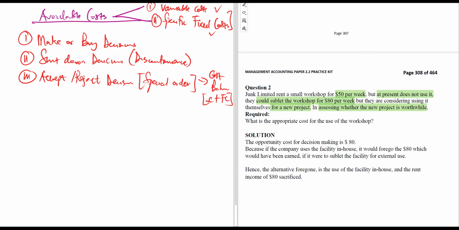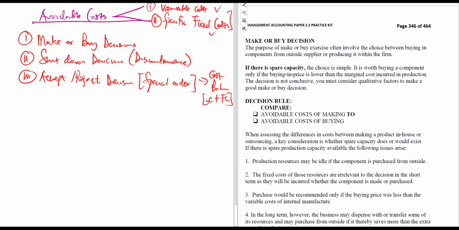things. So with that being said, we are going to start with make or buy decisions. Students don't like make or buy decisions because of how they usually do it, but I'm going to simplify make or buy decisions for you. But I told you, every decision-making question, whether you like it or not, always make sure you talk about the qualitative considerations. So the purpose of make or buy exercises often involves the choice between buying in components from an outside supplier or producing it within the firm.